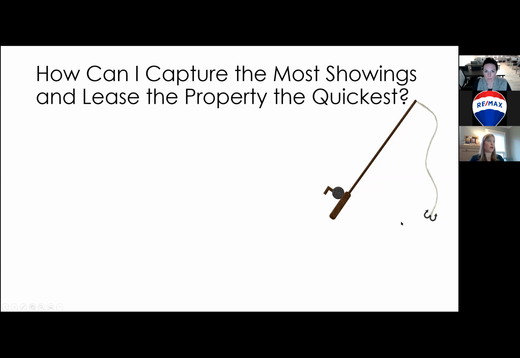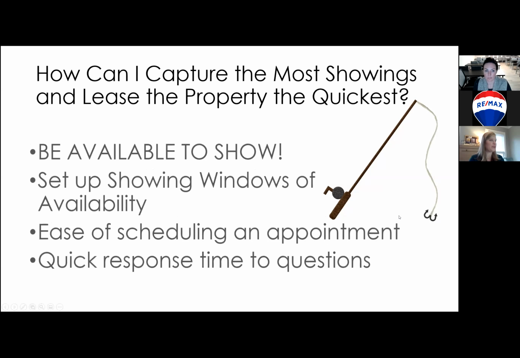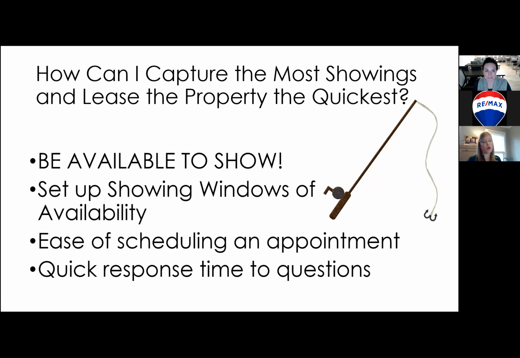So how can I capture the most showings and lease the property the quickest? That's my fishing rod, to catch. Be available to show. Nothing is more frustrating to a potential applicant than when they call and nobody answers the phone, because they see this house, they want to look at it, and they want to look at it now. But if there's nobody there to answer the phone, that deters potential tenants. And trying to set up a showing, you need to make yourself available and accessible for those showings. If you are not going to be handling those showings, do you have an agent that's going to be doing that for you? Make it easy to schedule an appointment, and once again, quick response time to questions.